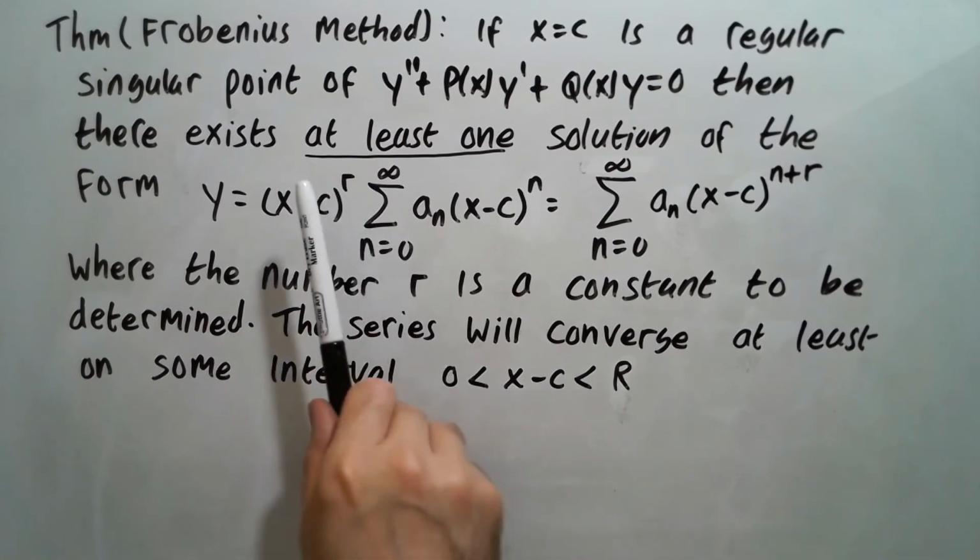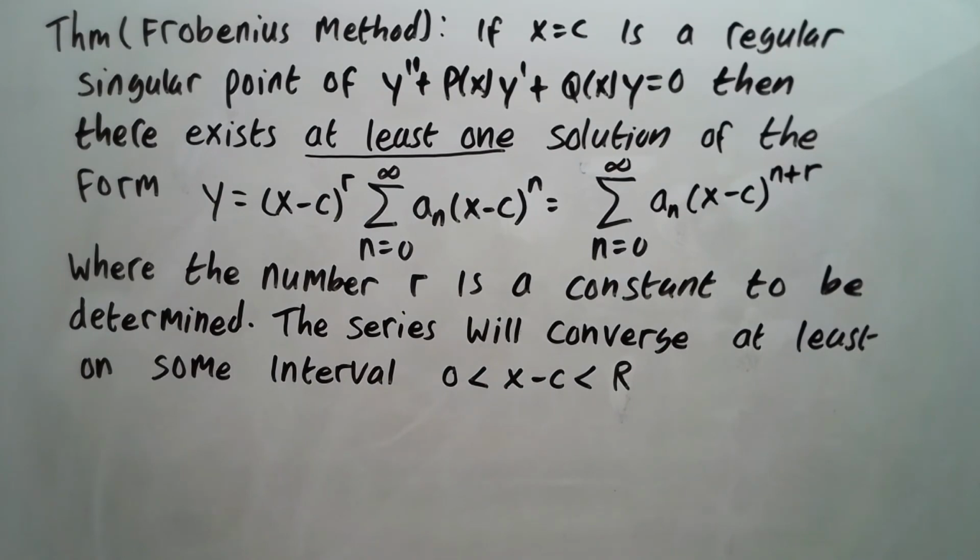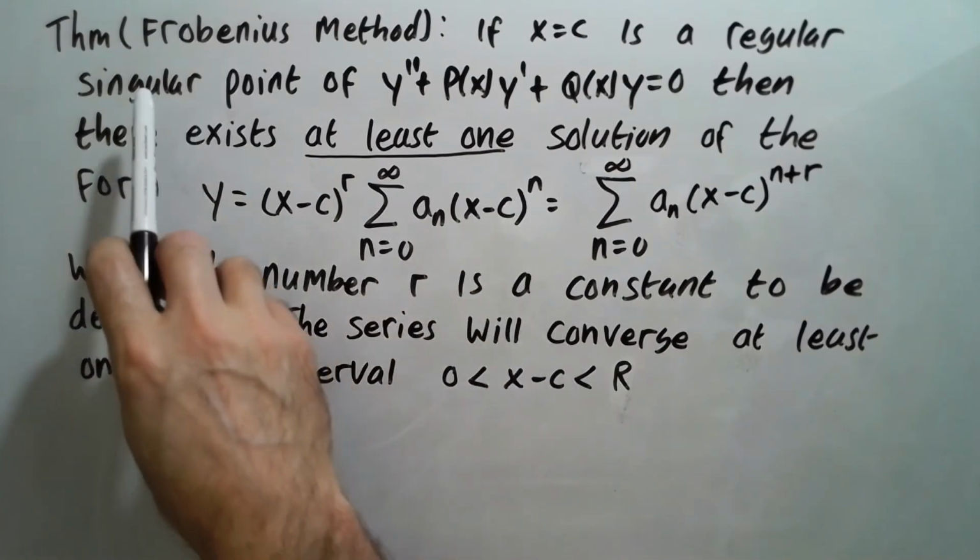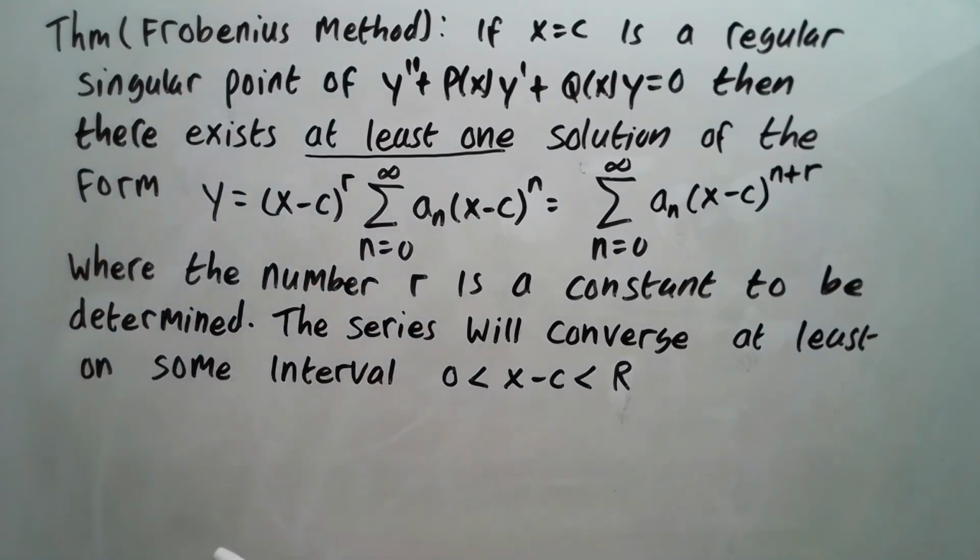So we can find at least one series solution that looks like this. This is the method of Frobenius. We're going to apply this in some examples to find some series solutions, but I'm not going to do any in this video, so I'm going to end the video here. In the next couple of videos, we'll do some examples using the Frobenius method to find these series solutions. Okay, so let's leave it there.